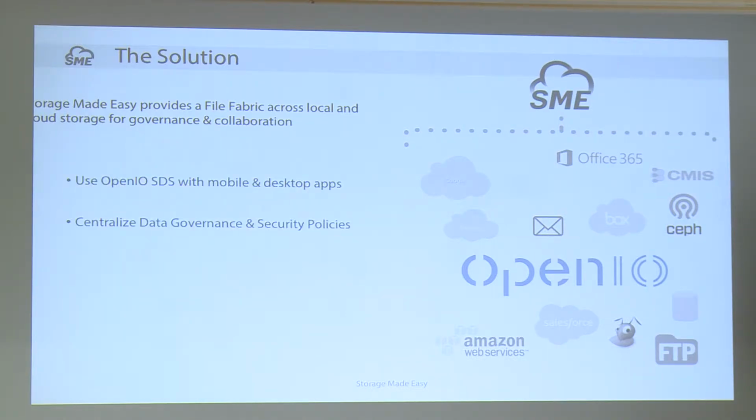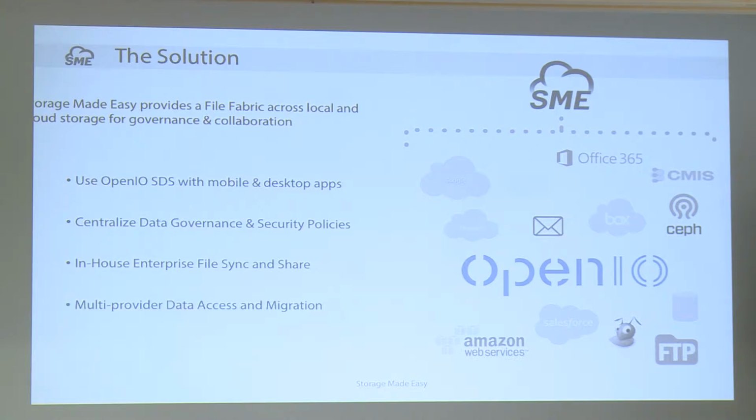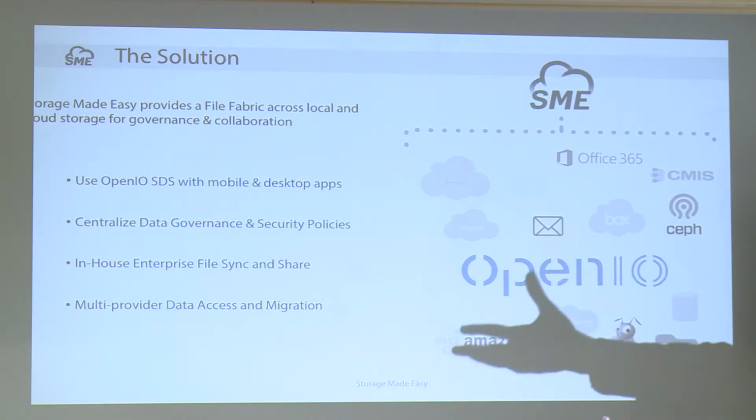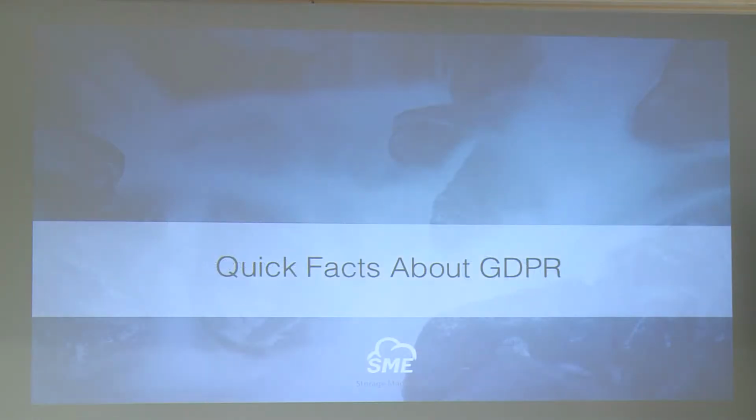So the main benefits for the end users using Storage Made Easy are that you can use OpenIO with mobile and desktop apps, and centralized data governance and security policies. It's your in-house enterprise file sync and share solution. And if you are moving from your SIFs or any other object storage, we spoke about 50 different providers, you can also use the File Fabric server to migrate the data from your existing storage to OpenIO. We provide that functionality for all the different 50 providers that we spoke about.